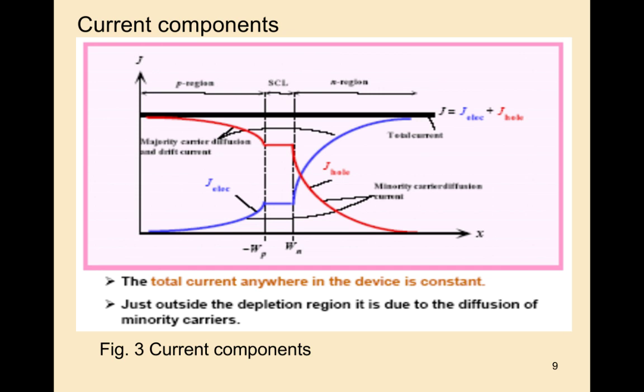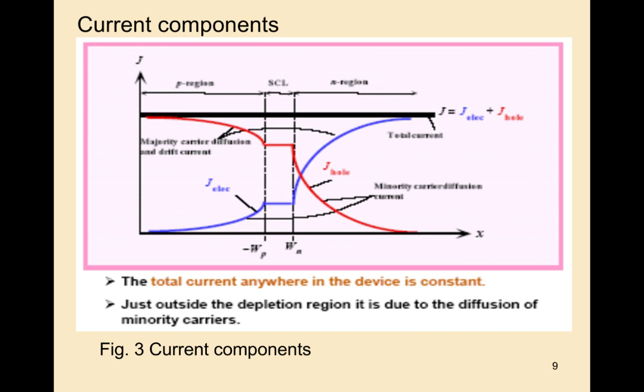Diffusion current means, when charge carriers move from a higher concentration region to a lower concentration region, some current is generated. That current we call a diffusion current. So when we connect the diode in forward bias, we get the drift current here. Drift current exists due to majority charge carriers. Diffusion current exists due to minority charge carriers.